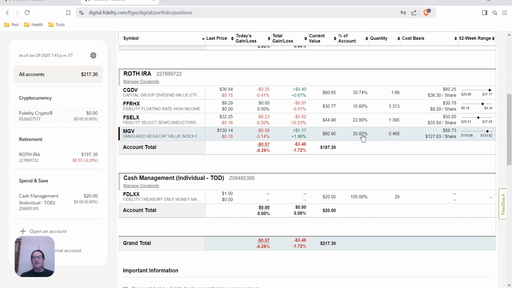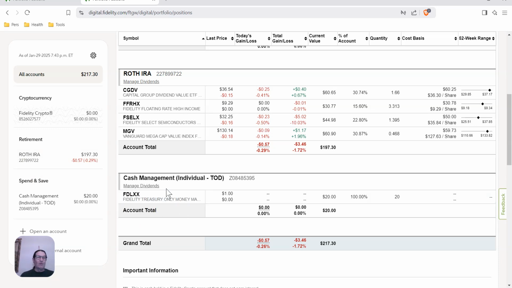Once it's on here, I will make a video about that to show it to you. But basically you have 1, 2, 3, 4. Add QDTE to this makes 5, and FDLXX makes 6 different categories where you'll be adding money to on a regular basis.